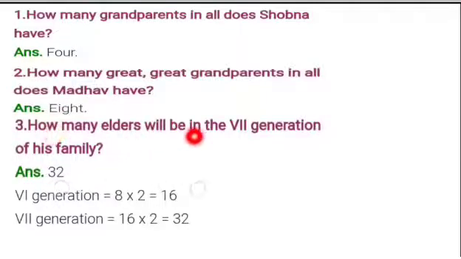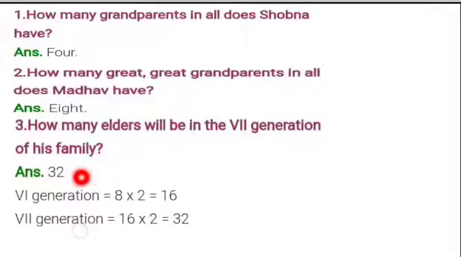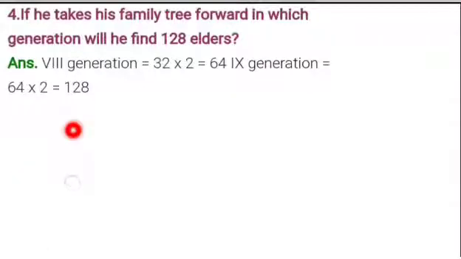Now how many elders will be there in the 7th generation of his family? Now we are going to find the 7th generation, right? This is the 5th generation. 5th generation has 2. 6th generation will have 8 twos are 16. 7th generation will have 16 twos are 32. 8th generation will have 32 twos are 64. And 9th generation will have 64 twos are 128. So students, we have to find the generation where the family tree grows to 32, and that is the 7th generation. Okay students, the last question is here.